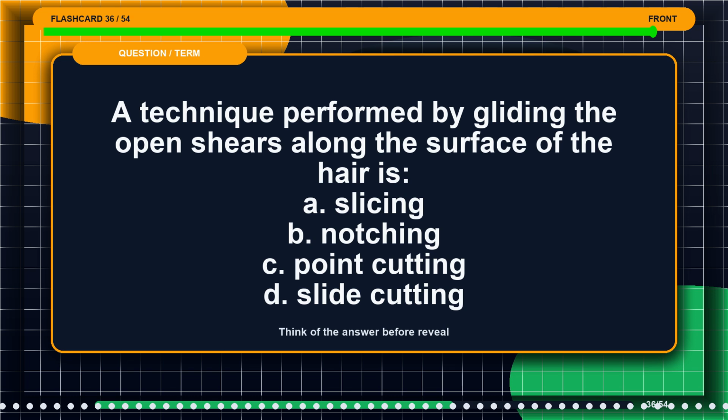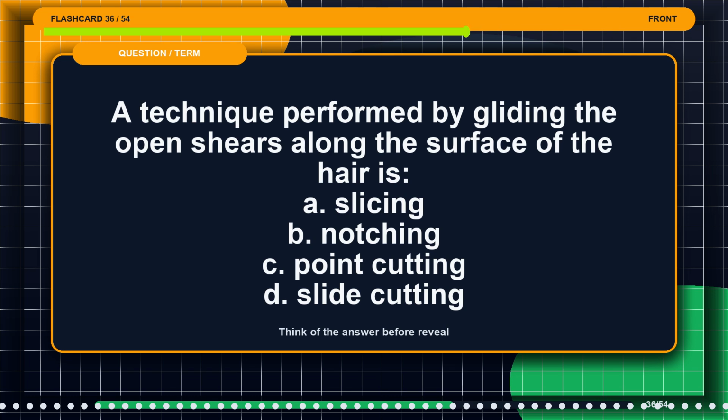Flashcard 36. A technique performed by gliding the open shears along the surface of the hair is: A, slicing; B, notching; C, point cutting; D, slide cutting. Pause and think of the answer before the reveal.